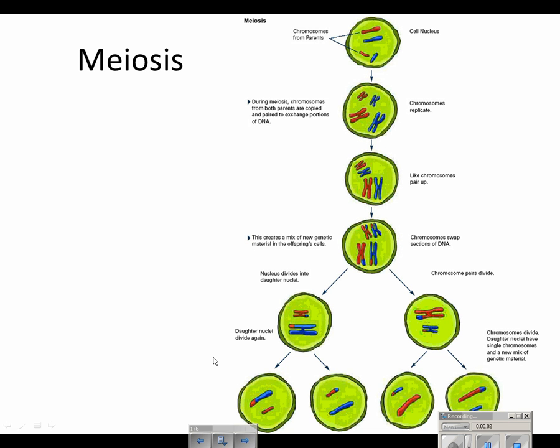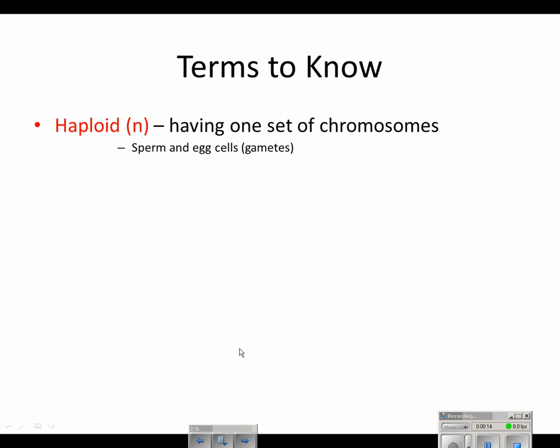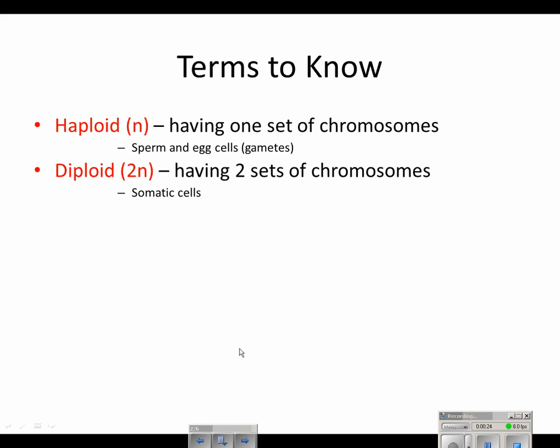This lecture talks about the process of meiosis, which will decrease the chromosome number by half. Terms that you need to know for this unit include haploid, which means that the cell has one set of chromosomes. These would be sperm and egg cells, the gametes. Diploid, represented by 2N, has two sets of chromosomes, and these include somatic cells. In humans, all our somatic cells, all the cells of the body besides sperm and egg, have 46 chromosomes, but the haploid cells, the sperm and egg, have 23.